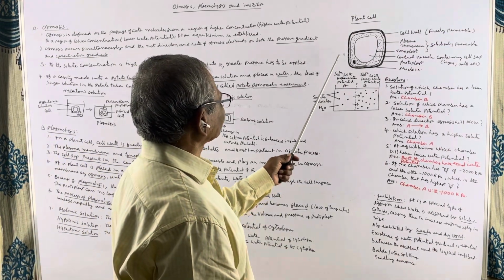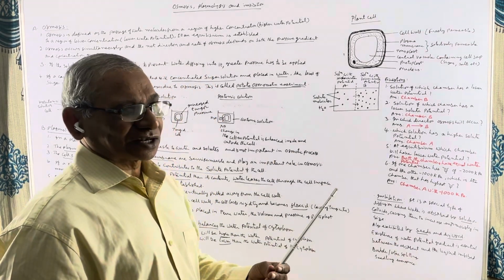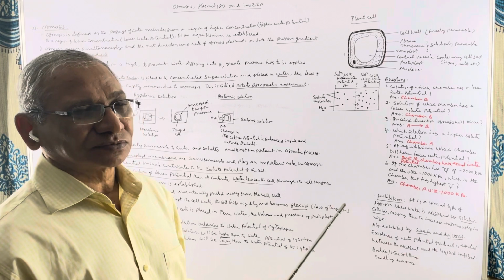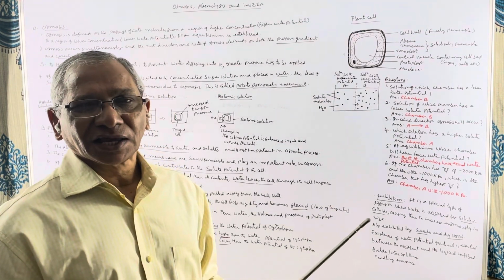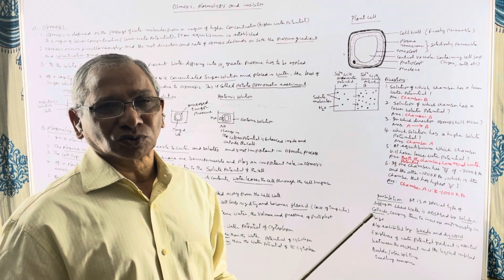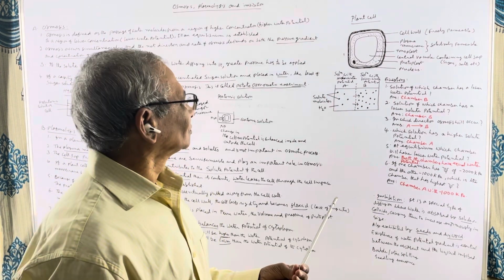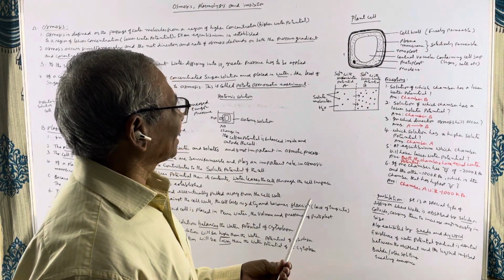Then coming to the structure of a plant cell. You know that plant cells are surrounded by a cell wall. The cell wall is porous in nature and it is freely permeable to water and solute molecules or solute particles. So it is not a barrier for the movement of water and solutes.